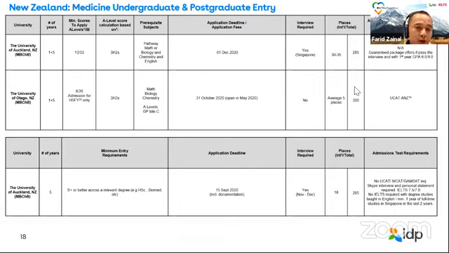Similarly, for the postgrad or direct entry, only the University of Auckland is recognized. It's a 5-year program, 1 year more than the Australian ones. But similarly, they don't take in the UCAT or MCAT or GAMSAT. So it will simply be the entry scores and your interview.